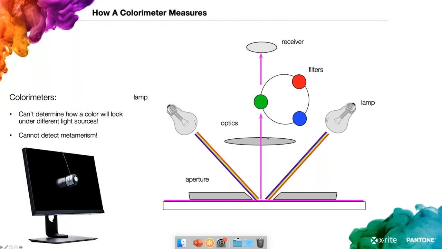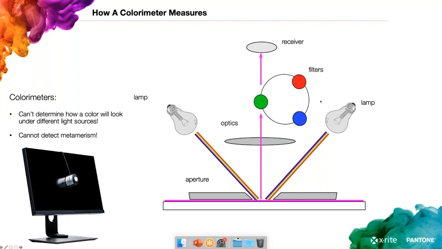We have an optical path here, which has some other components that we really don't need to cover right now. Then think of it as there being three filters: a red filter, a green filter, and a blue filter. Think of it like CIELAB. There are only three numbers that can represent a CIELAB value, right? L star, a star, and b star. So at a very high level, think of it as capturing that information.